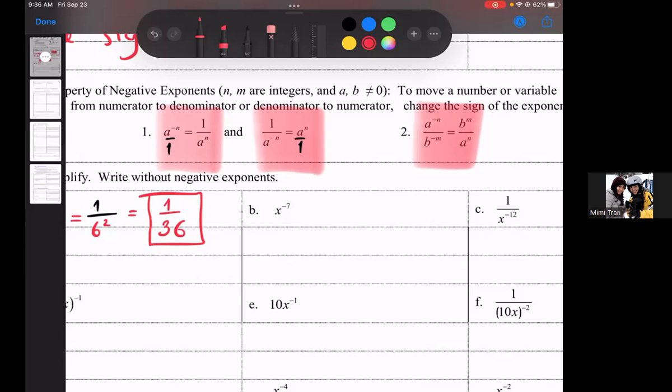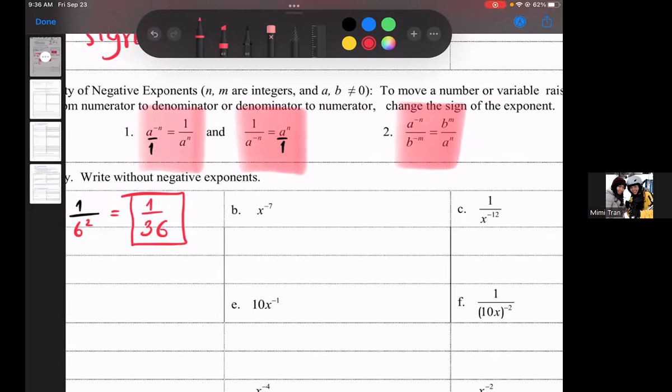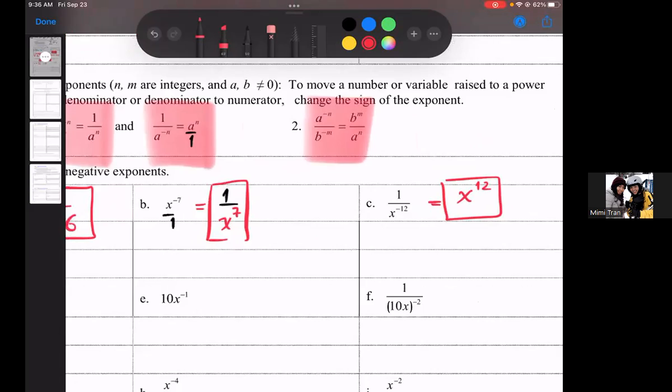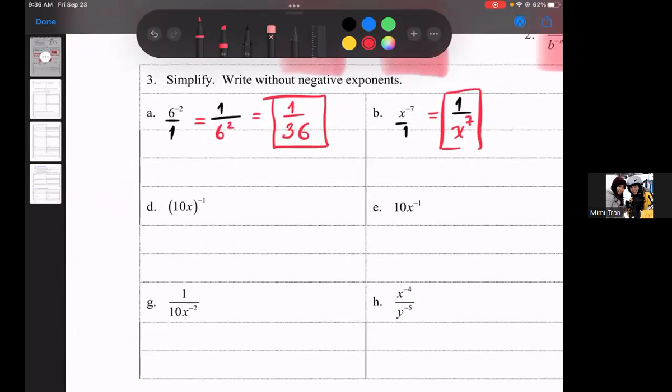So let me do it quick. Someone tell me what B equals. Very good. C. That's it, over 1 or just x to the 12. Somebody got D all the way to F.